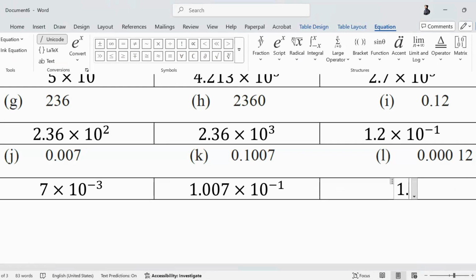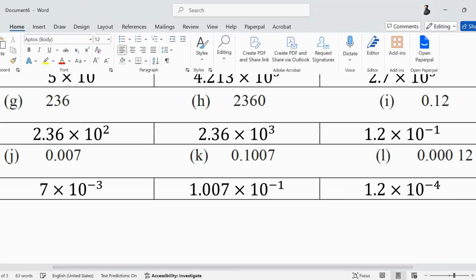What about this one? 12 will become greater than 10. So we have to be careful. The number has to be less than 10. 1.2 exponent -4. Is this clear?